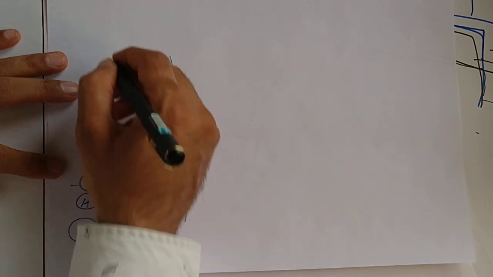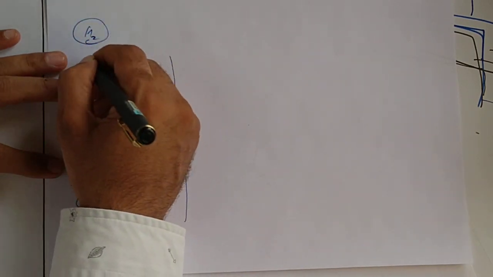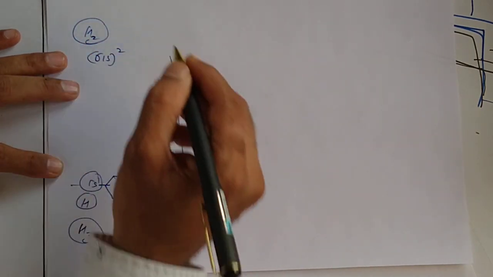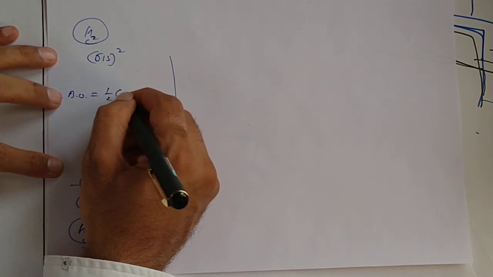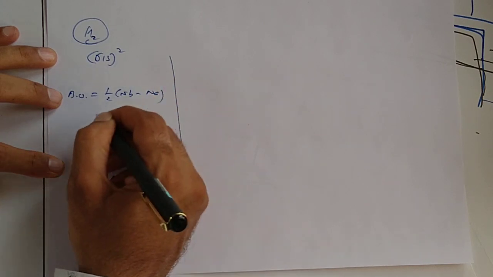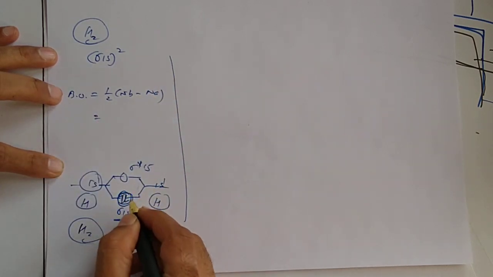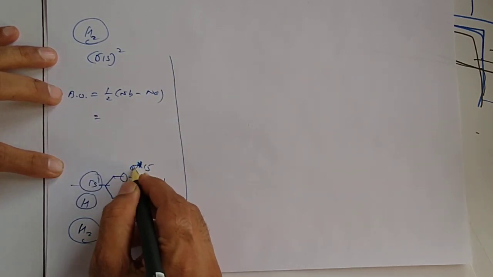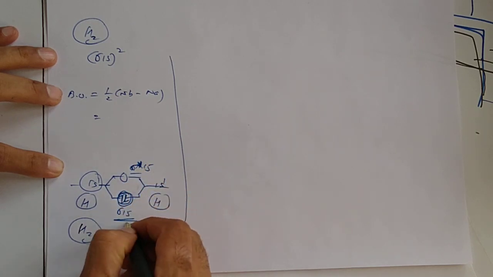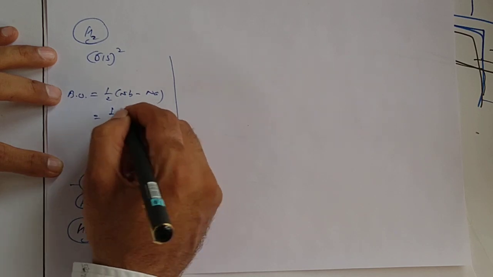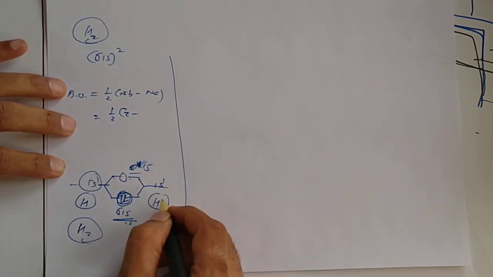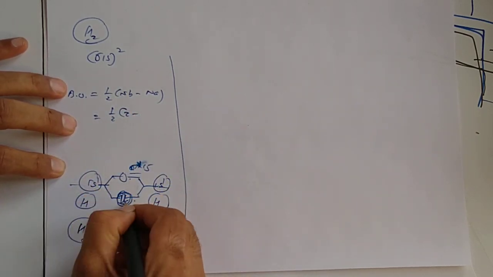So the electronic configuration of the molecule H2 will be sigma 1s2. Now bond order is 1 by 2 of Nb minus Na. Number of bonding electrons: all the orbitals having a star are anti-bonding, and without a star are bonding. Number of bonding electrons is 2, one from here, one from here.